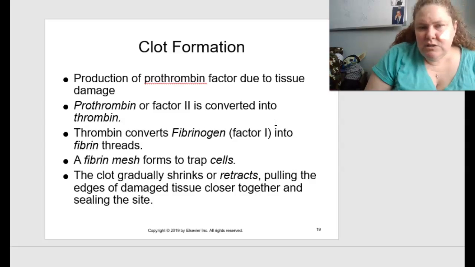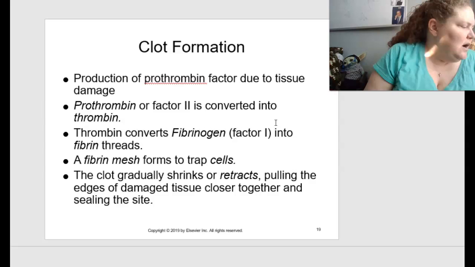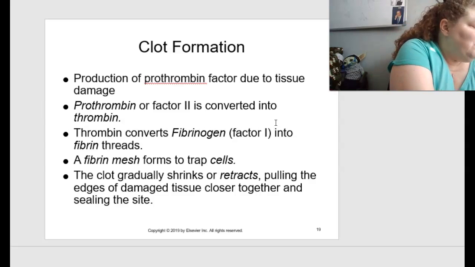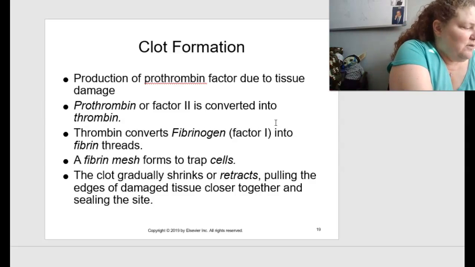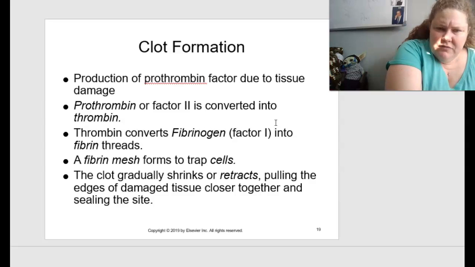And clot formation is discussed on page 193. So you first have the production. The clot formation requires a cascade of events as summarized. First step is that the damaged tissue and platelets are going to release the factors that stimulate a series of reactions involving numerous clotting factors, and these finally produce the prothrombin activator, which is also abbreviated PTA.